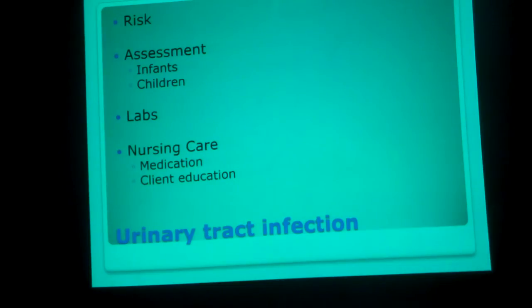Nursing care, we're going to encourage fluids, monitor I&O, pain control, antibiotics. You're going to make sure that they know to complete their whole course prescription of antibiotics. We're going to educate them to wipe from front to back in females, wear cotton underwear, drink plenty of fluids, no bubble baths, void frequently, and void after sexual intercourse.